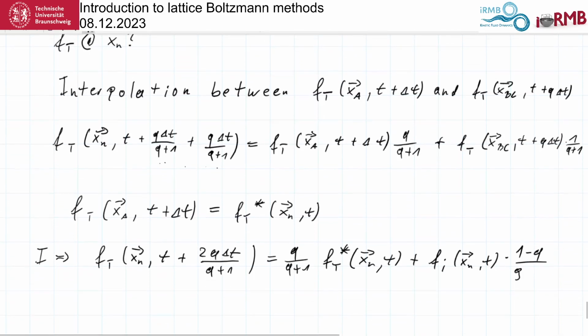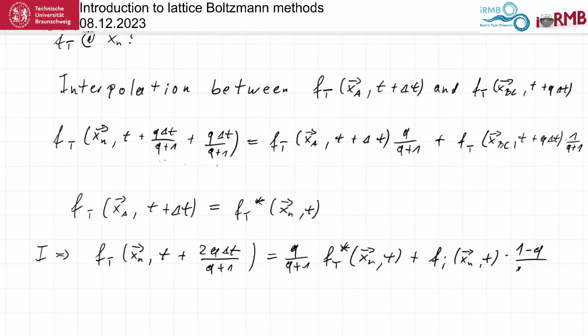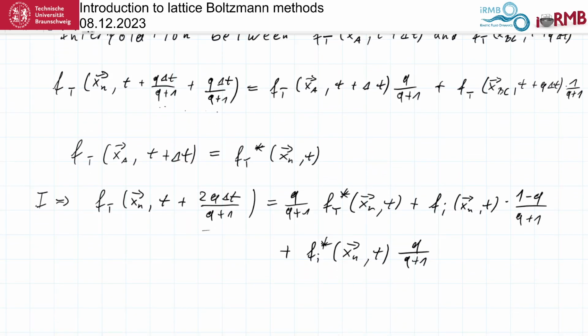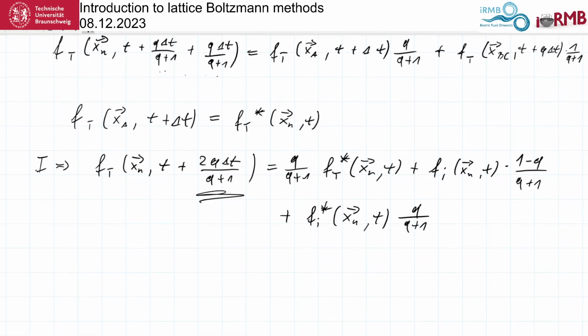That's not a g, that's a q. Q plus 1, plus fi post-collision at xn, t, and q by q plus 1. So everything is just dependent on the node itself where we want to put the boundary condition. The only problem that we still have is this guy here. It's not plus delta x, it's plus 2q by q plus 1 delta x. So what are we going to do with this?